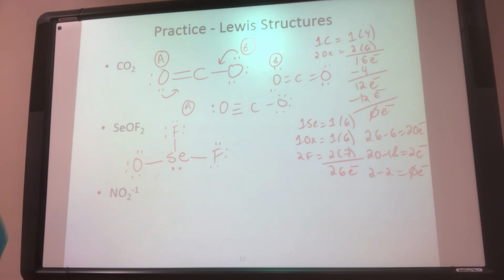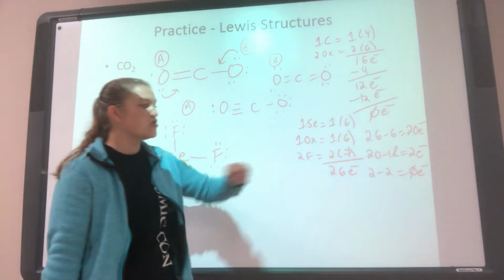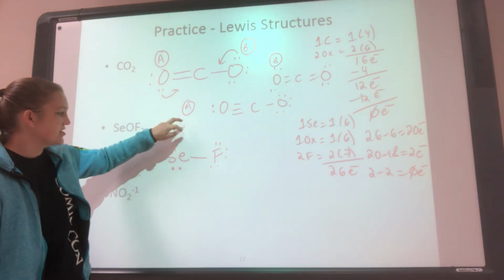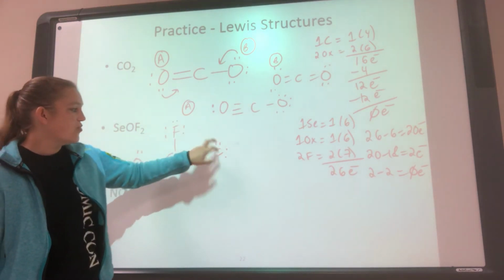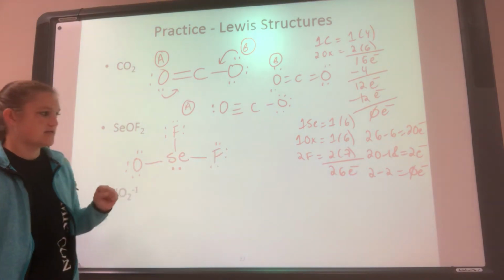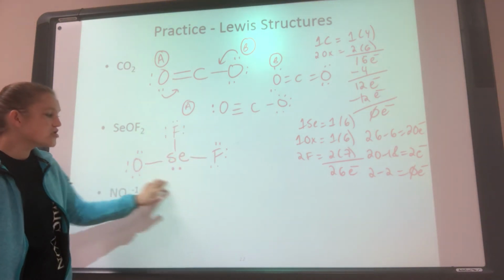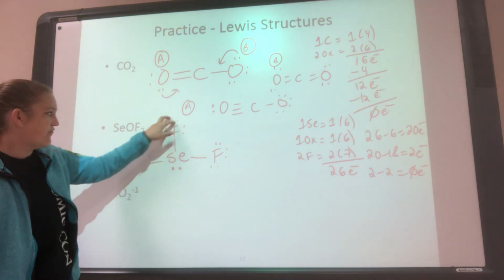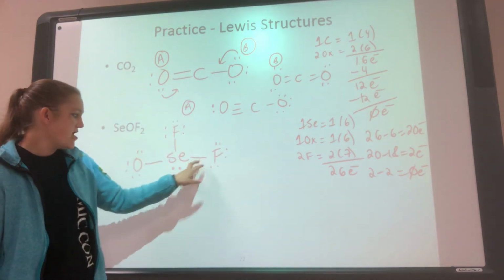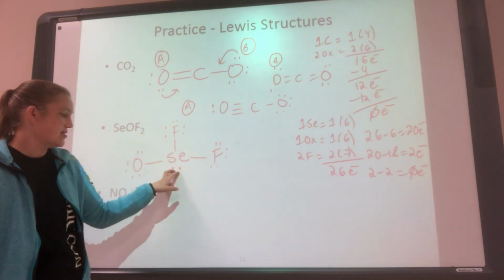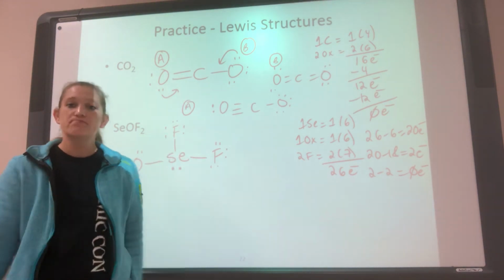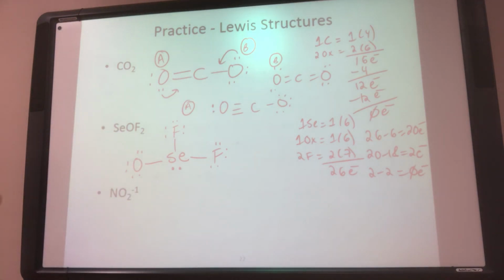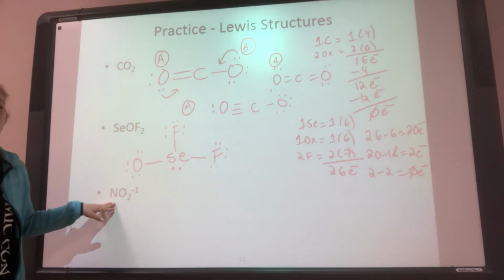I've used all my electrons. All my electrons are used, because I got 2, 4, 6, 8, 10, 12, 14, 16, 18, 20, 22, 24, 26. So all the electrons are used, and everybody has 8. So he's good to go. He is finished. All right, to break up the videos, we'll do NO2 minus on the next video.